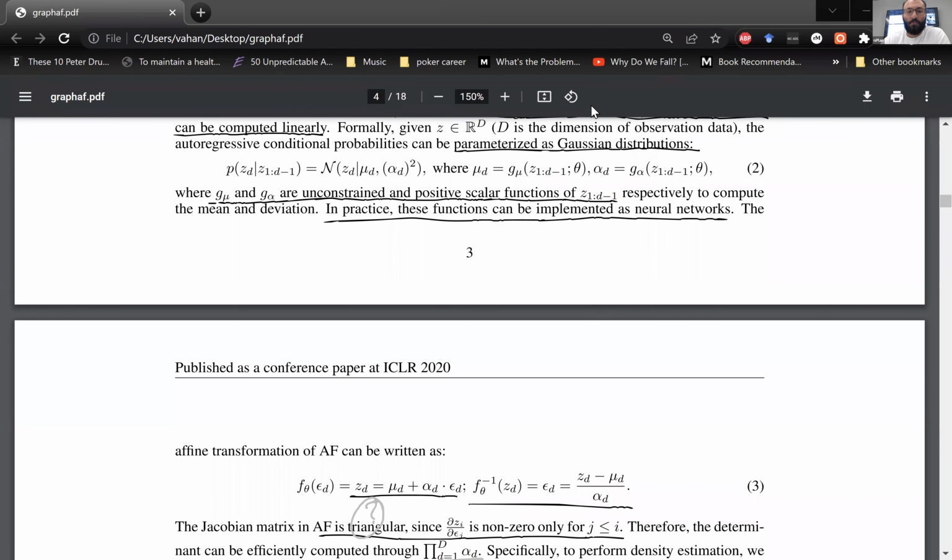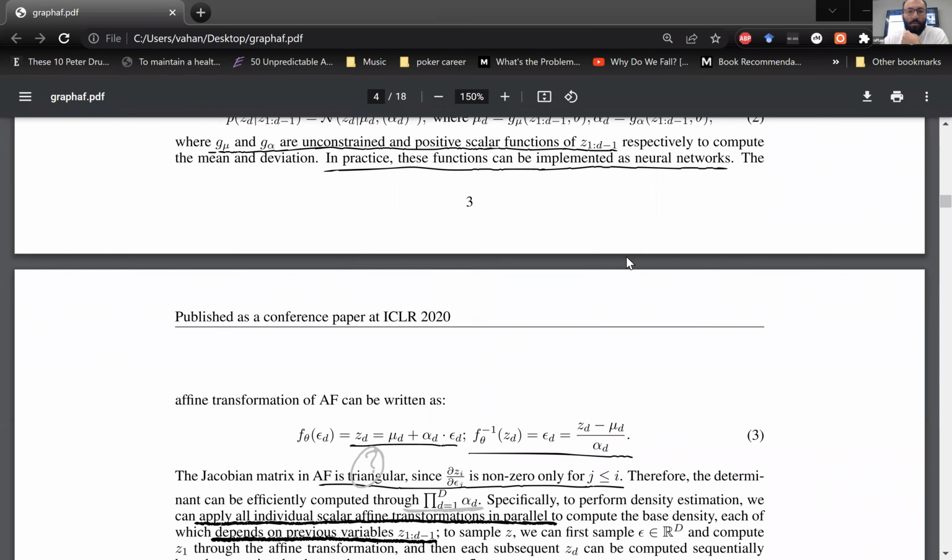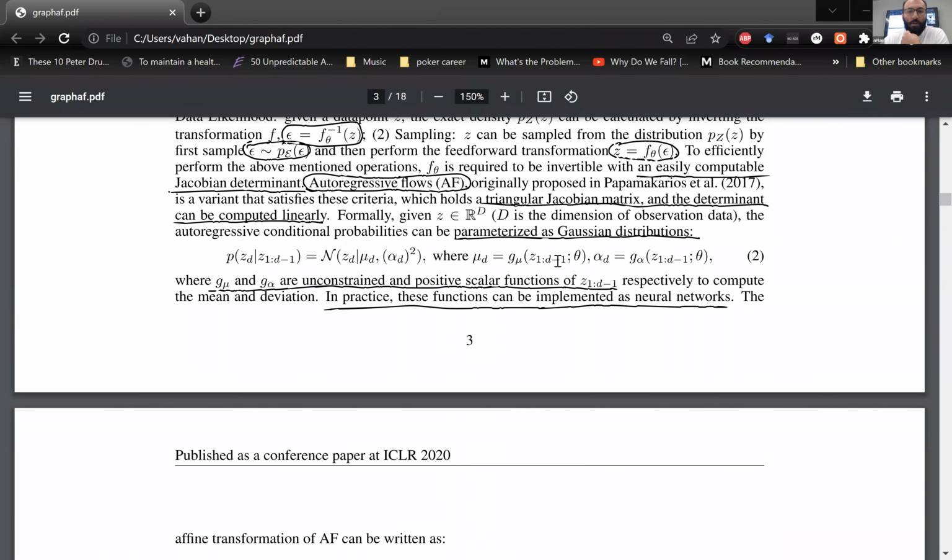One thing that was a detail of how autoregressive flow works was that the two neural networks, G of mu and G of alpha, are unconstrained and positive scalar functions of Z. It says it right at, you've underlined it in your paper. Yeah. Which one? On page 3, the thing right above it. I was wondering, why does G of mu have to be a positive scalar function? Can't it map to a negative mean? Why does the mean have to be a positive number?